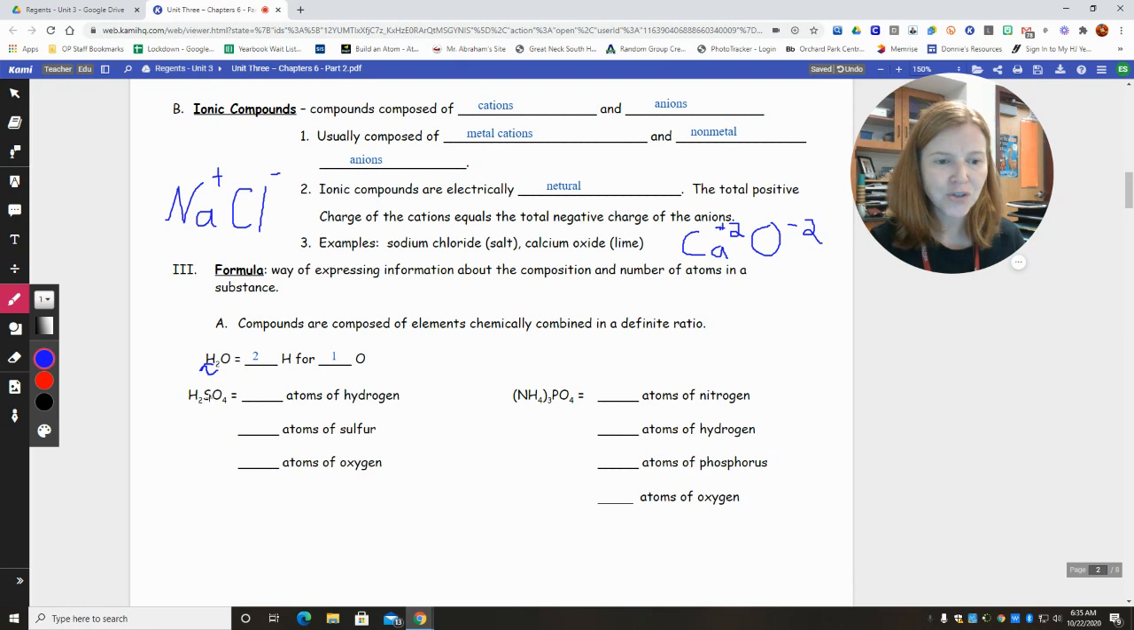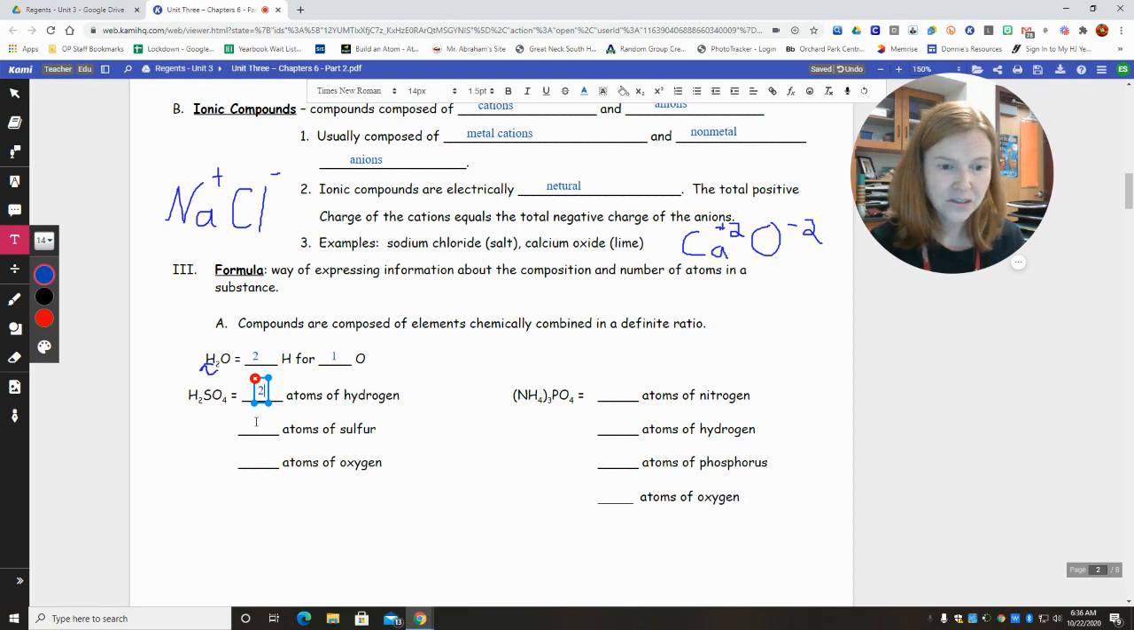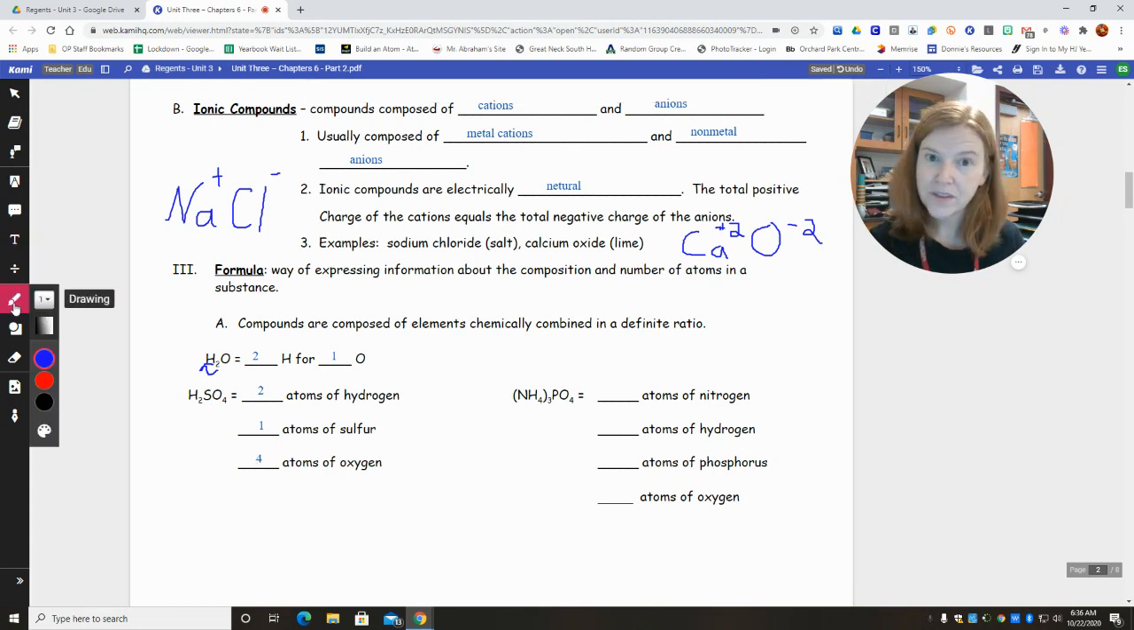So we have H2SO4, sulfuric acid. The 2 goes to the H. The S doesn't have a subscript, which means there's only 1 of them. The 4 goes to the oxygen. Now, what if you have parentheses in your formula? Well, parentheses in chemistry work the exact same way parentheses work in math. You are going to distribute.